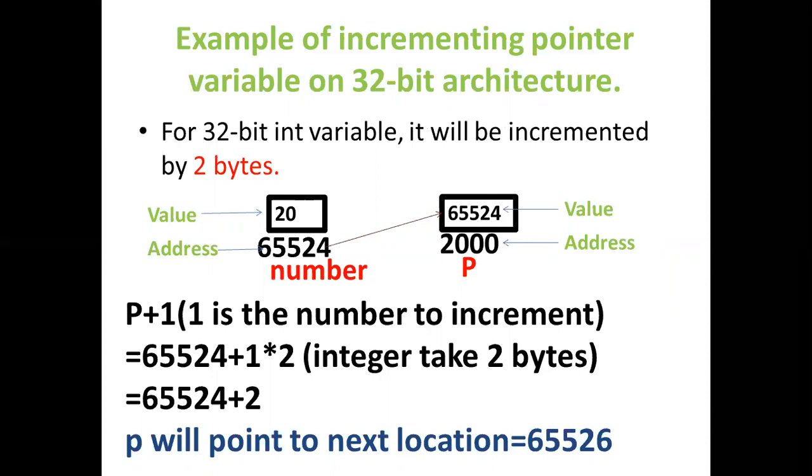Now, if we increment a pointer variable p by 1, we get 65524 plus 1 into 2, where 1 is the number to increment and 2 is the size of the data type which the pointer is pointing to, which is int. So we get 65526, which is the next memory location where p will point.